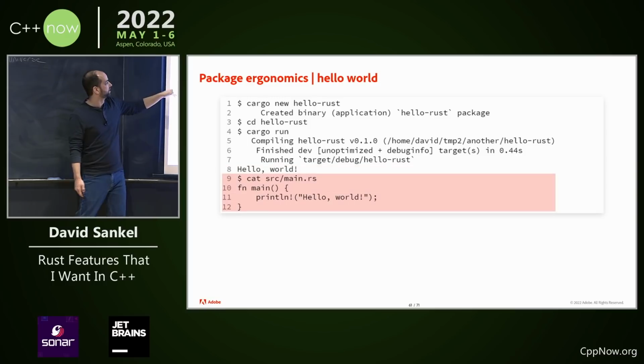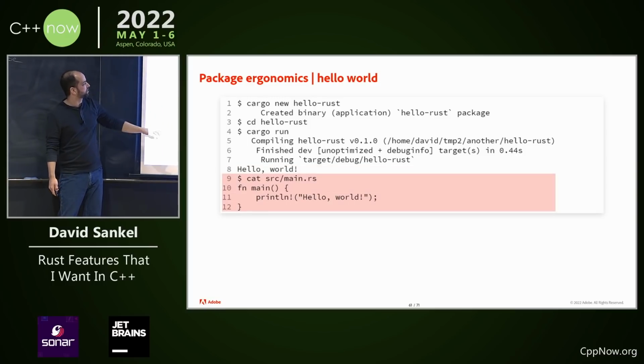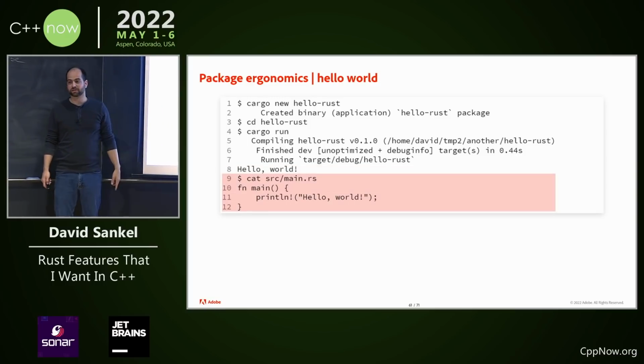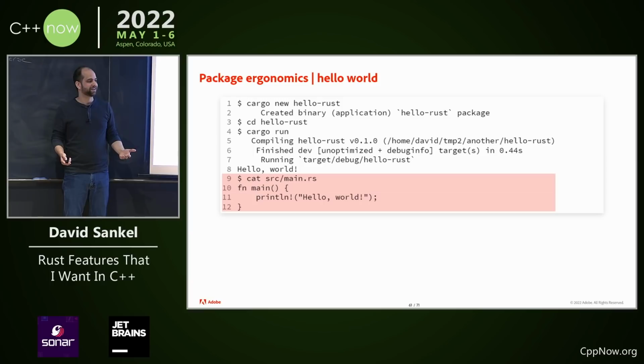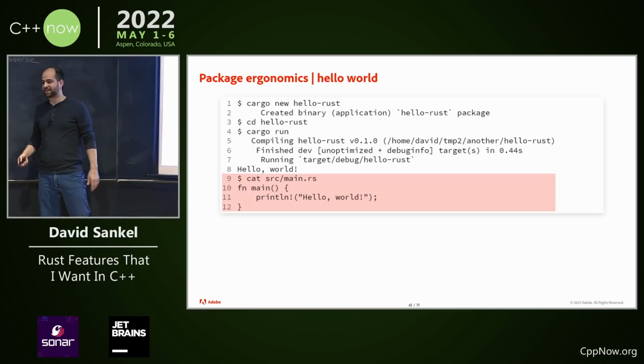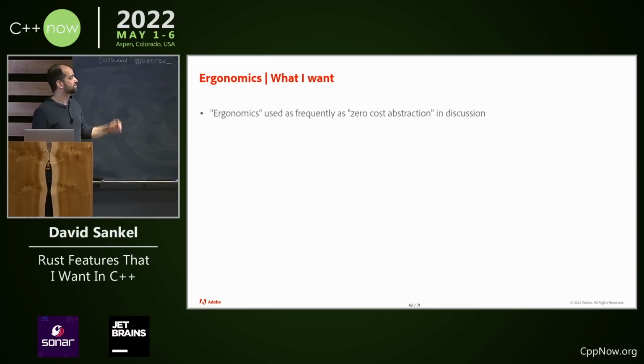What happened there? When you create a new package, it created a main.rs with hello world. Like how many times do you start an effort with a hello world example, right? They make it so you don't even have to type that in. It's like there. It's fantastic. So what do I want?